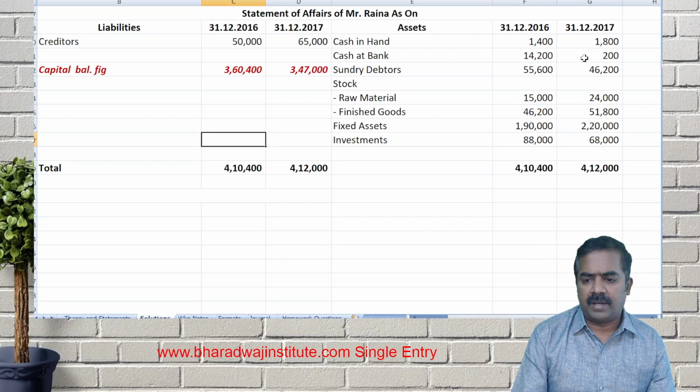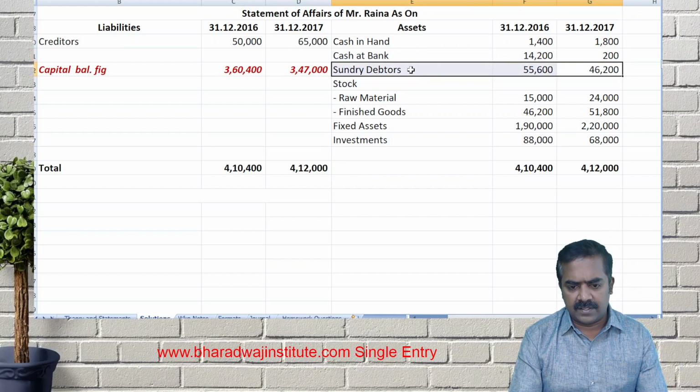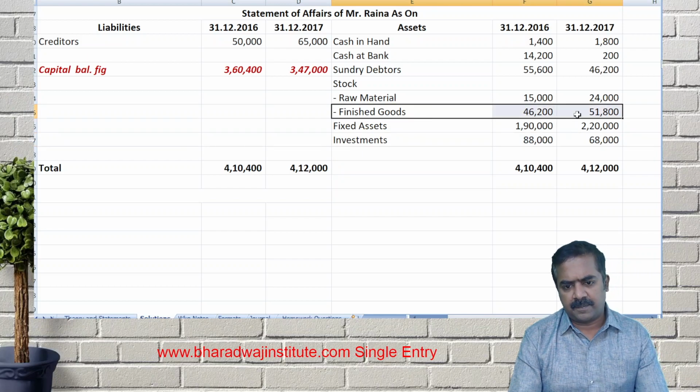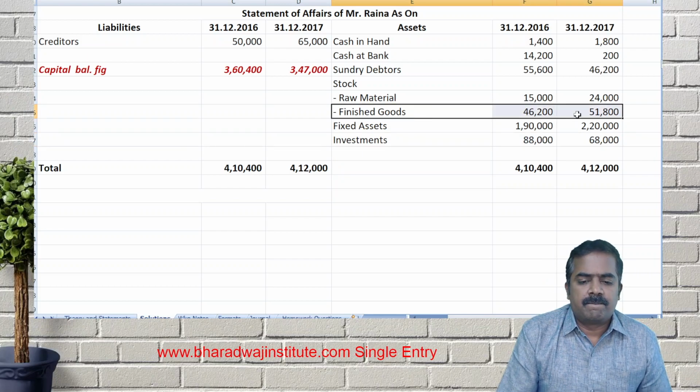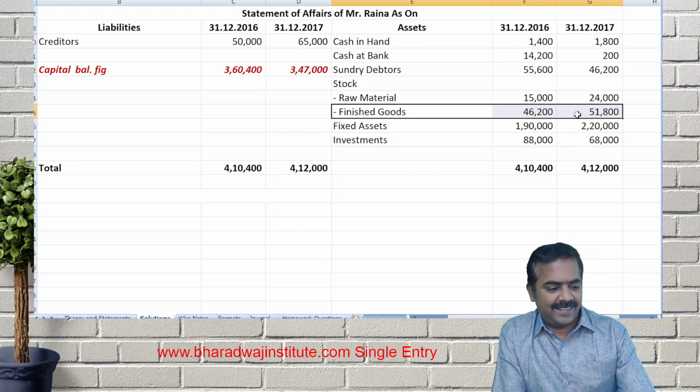Any doubt in it? Bank balance and cash balance revised, we take it. Debtors, we revised it. Investment also changed. Finished goods value changed. Net profit, what did you do? Fair enough. We'll see.